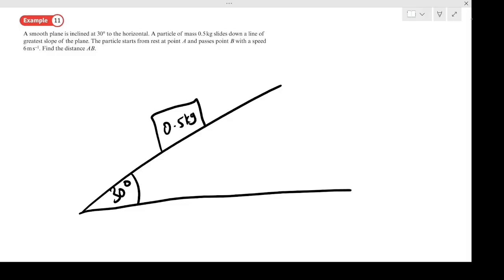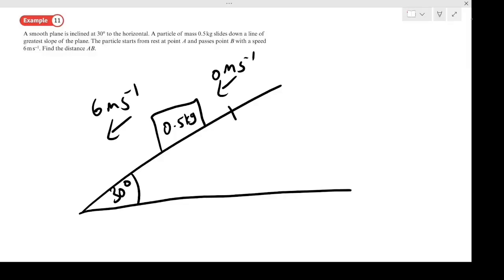It slides down, so it's going to move downwards. We start from rest, so initially it has no speed, and then it passes a point with speed 6, so it ends up at 6 meters per second. Find the distance AB.